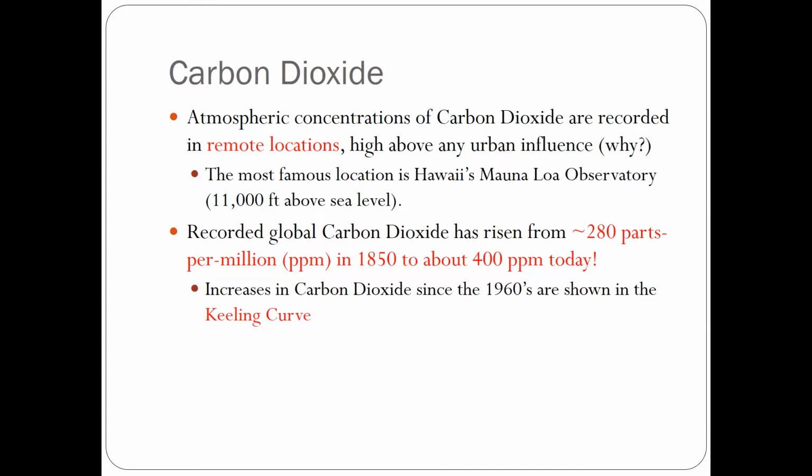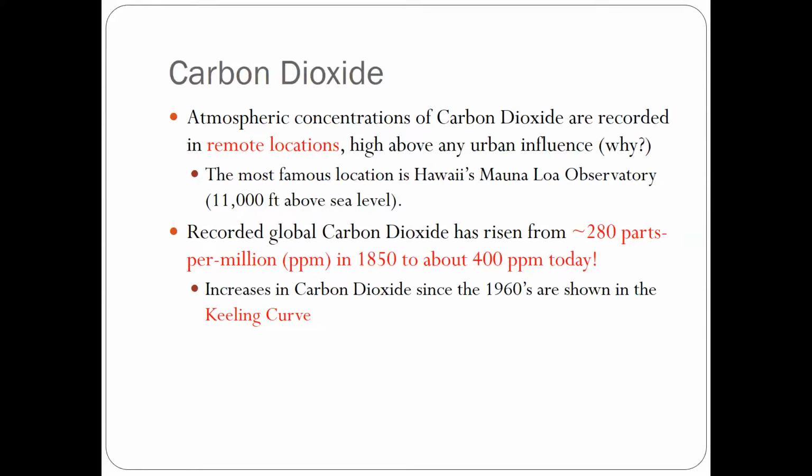Now, how do we actually measure how much carbon dioxide is in the atmosphere? Well, the way that we do it is we look at an observatory in Hawaii called Mauna Loa. This observatory is 11,000 feet above sea level. Here's why we want to do it here. We want to do it here because it's away from any urban influence.